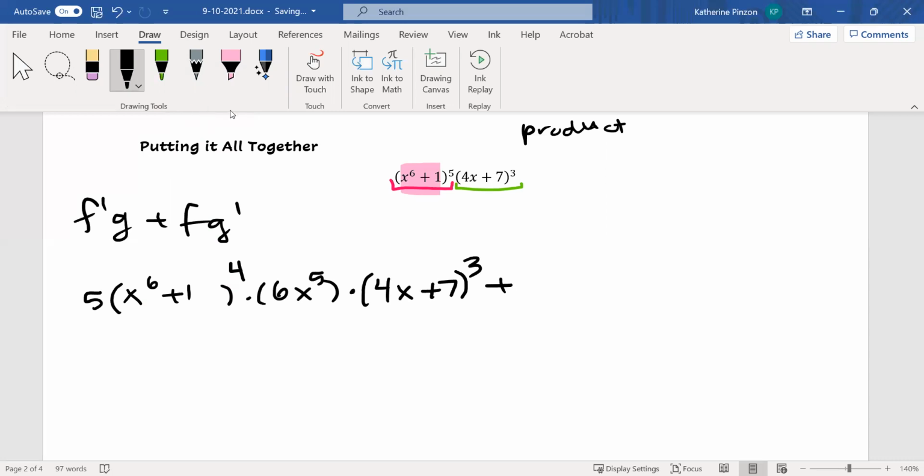Plus, now I'm going to do the second piece of my product rule. First, x to the 6th plus 1 to the 5th, times the derivative of the second. So I'm taking the derivative of this green function, 4x plus 7 cubed. So the derivative of something cubed is 3 times something squared. Remember, whatever's inside that function stays inside your parentheses. You don't change it at all. 4x plus 7 times the derivative of the inside. So the derivative of that 4x plus 7 is 4.